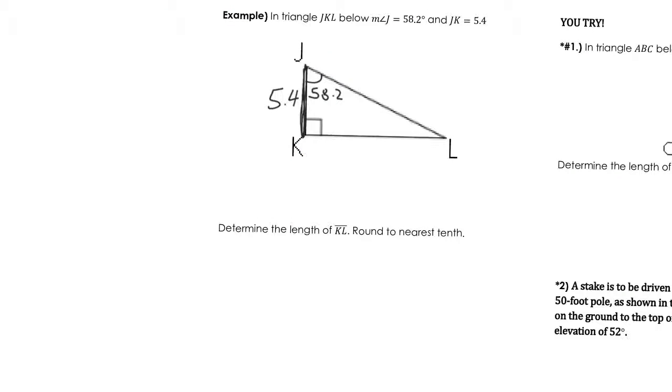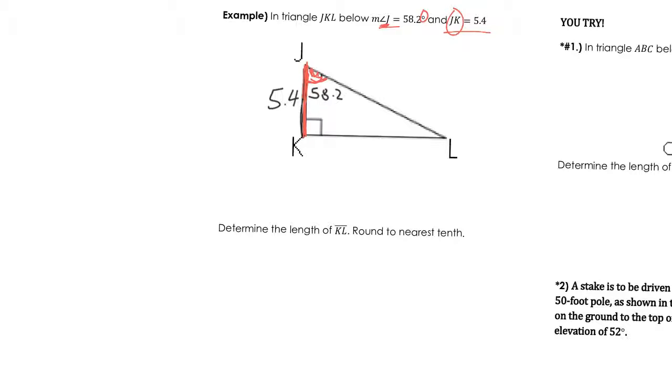So in the beginning, we started setting up this example on the front page, but now that we're on the inside left, we're going to try this example out. So I labeled what they gave me, J is 58.2, JK. See how it's 2 letters? That means it's a side. Between J and K is 5.4. See how there's an angle symbol there and 58 degrees? So that's an angle. Now we want to label our sides based on this information.